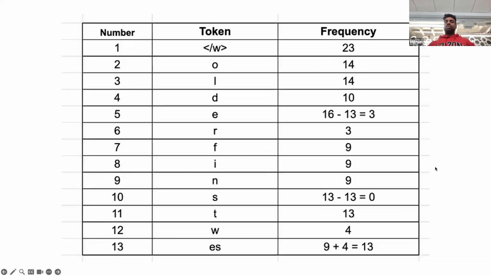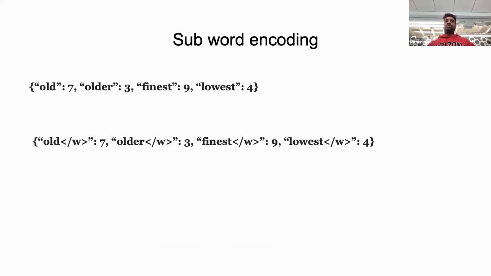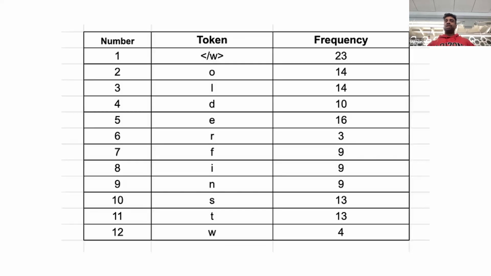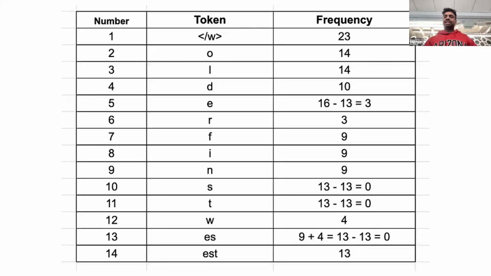Now, what they started doing was, let's look at combinations of things which occur a lot, like "es." So if you go back and look at the words, oh yeah, that's true. Finest has "es," lowest has "es." So that seems to be a good subword to start. They are just doing a kind of encoding, a compression. As you can see, they start with "es" and then they realize, oh, "est" occurs so many times.